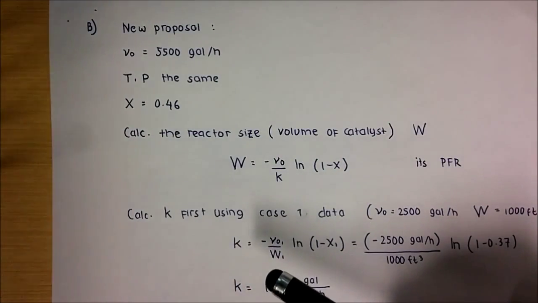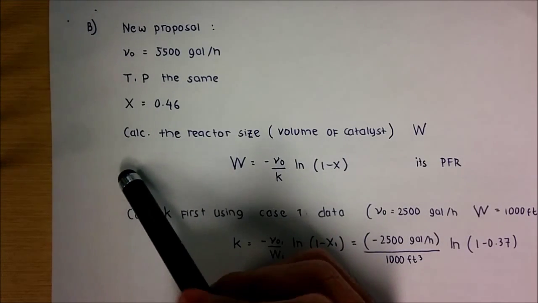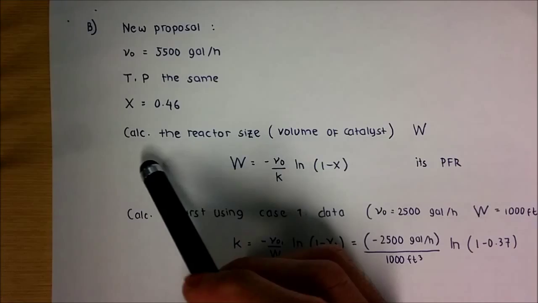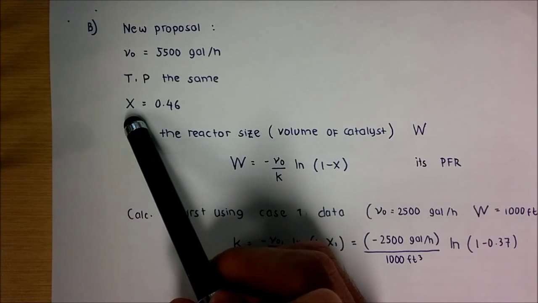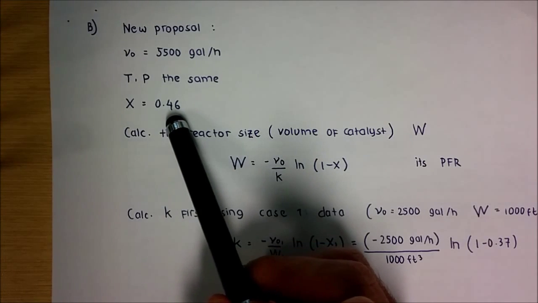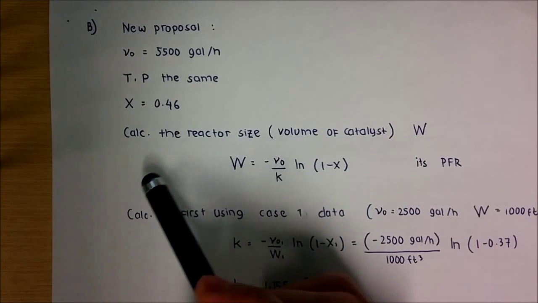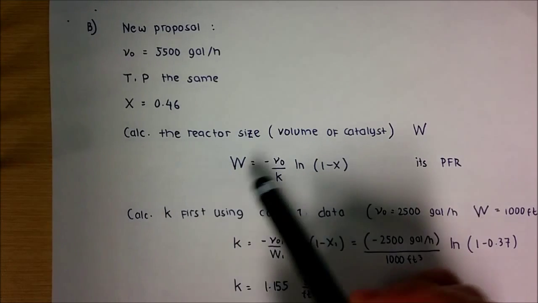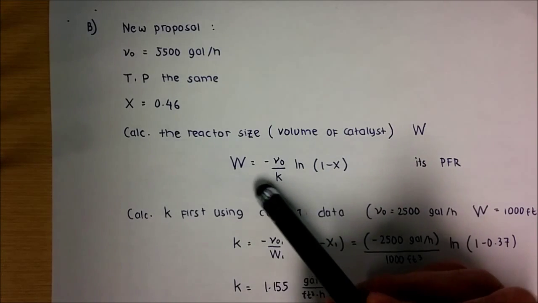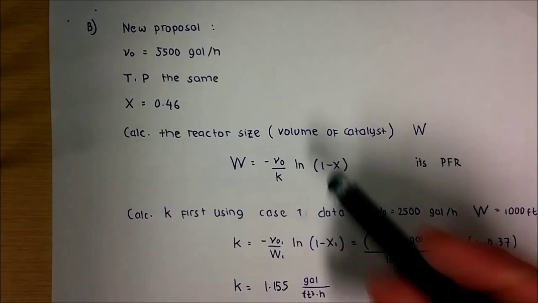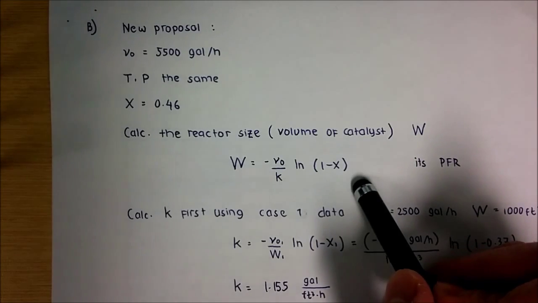Now let's try to solve part B of the question. In part B, we need to find the reactor size for a new volumetric flow rate, which is 5500 gallons per hour, and a new conversion, which is 46%. Since we know that the reactor is a PBR, we can right away calculate the size, or the volume of catalyst, W, equal to minus volumetric flow rate over K multiplied by the natural logarithm of 1 minus conversion.